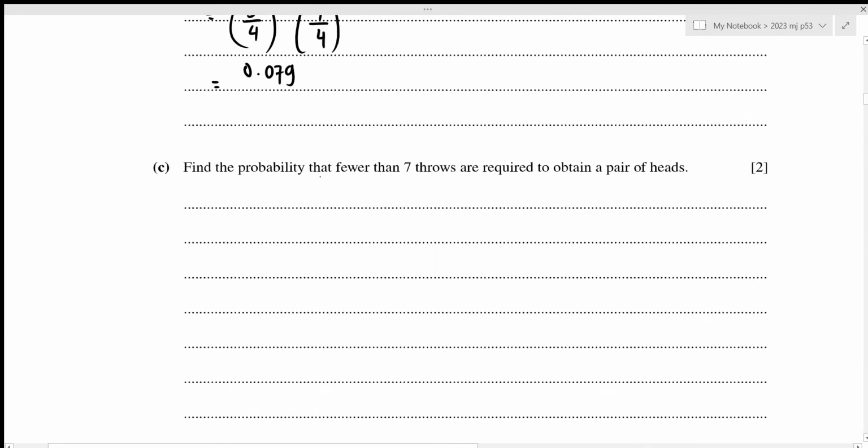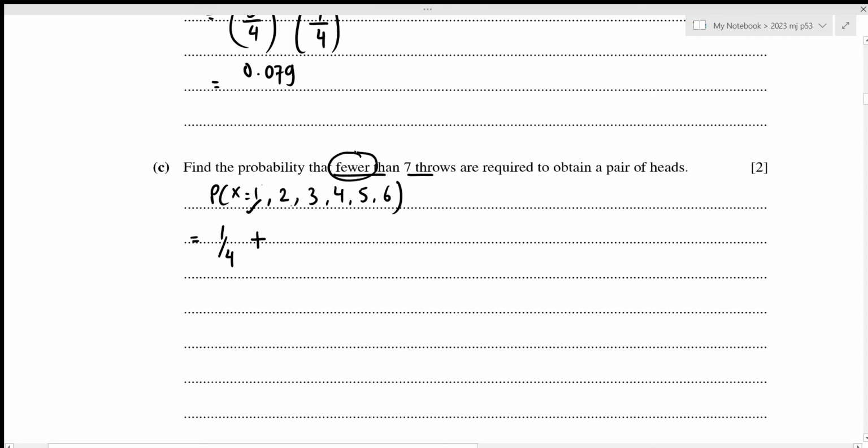We now need to find the probability that fewer than 7 throws are required to obtain a pair of heads. So it just means that either we obtained it on the first throw or on the second throw or third, fourth, 5th, 6th, because we're considering fewer than 7 throws. Now for x equals 1, we are obtaining a pair of heads on the first throw, and the probability of getting a pair of heads is 1 by 4. So that's all for x equals 1.